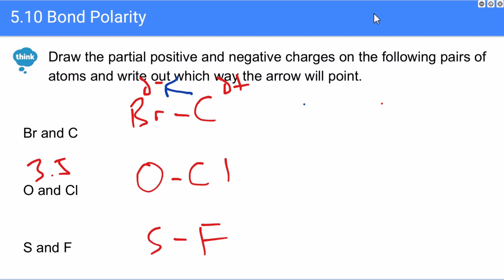For sulfur and fluorine, fluorine has the higher electronegativity value, so we give it that relative negative charge, the sulfur the relative positive charge, and again, we draw the dipole arrow. We're just going to point it towards the atom in the bond with higher electronegativity. Okay? So again, you can utilize the chart. The electronegativity chart is not something you need to memorize.